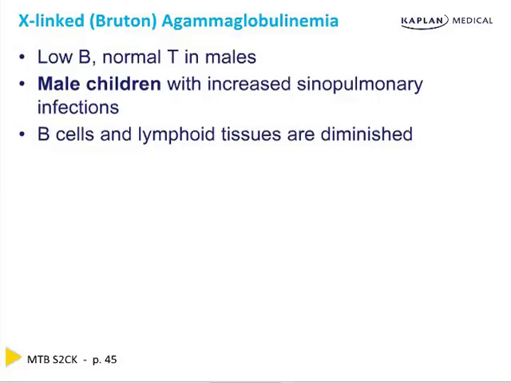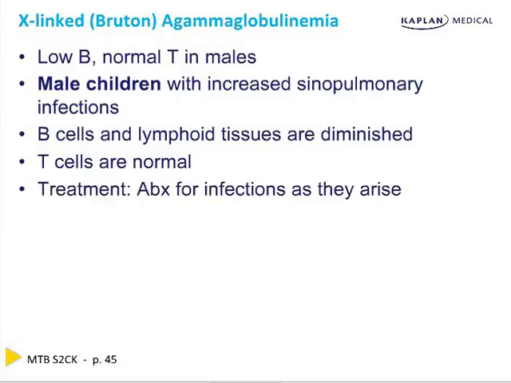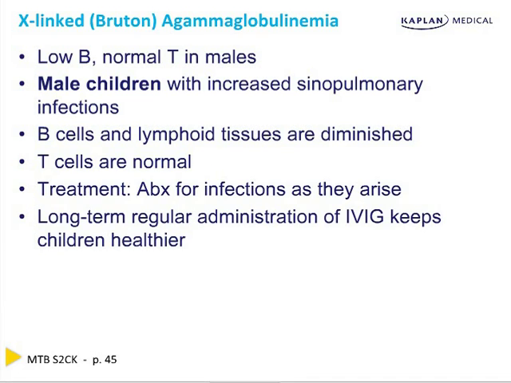X-linked agammaglobulinemia has low B cells and low lymphoid tissue. That means there's a decrease or absence of tonsils, adenoids, lymph nodes, and even the spleen. But when you go through further testing, you'll notice that their T cells are normal. The way you treat them, you give them antibiotics for every infection as it arises, and simply for chronic maintenance, it's long-term regular administration of IVIG to keep the children healthy.